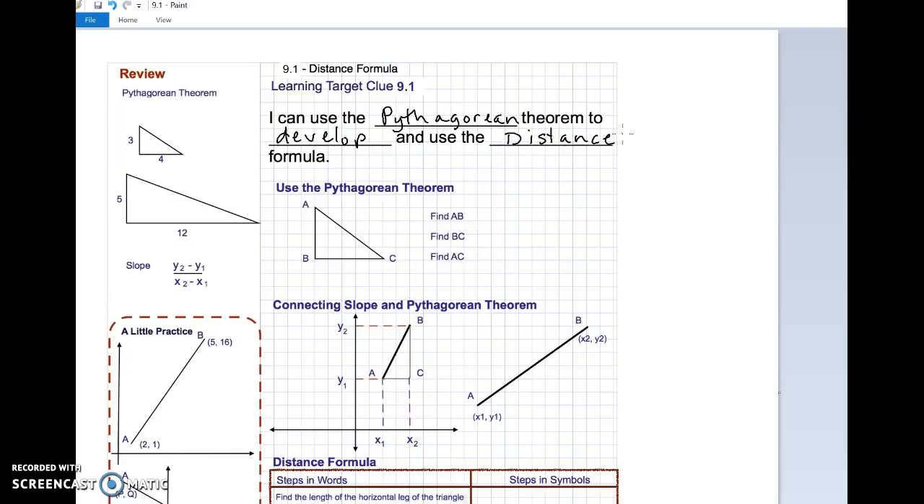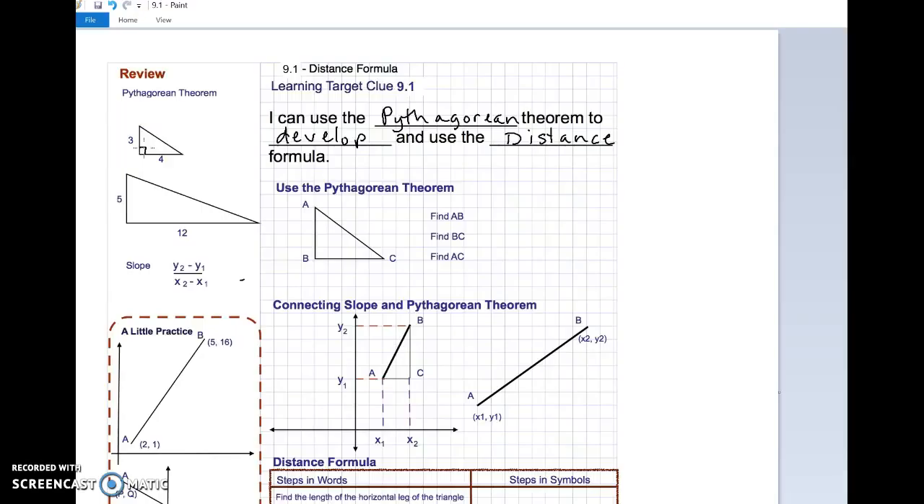Now, before we go any further, let's do a quick review of the Pythagorean theorem. This is something that you should have learned back in maybe 7th grade or so, but sometimes we need a little refresher. So, take a look over at my review section, and you've got a right triangle, and that's what the Pythagorean theorem is used for. It's used with right triangles. There's this cool thing about right triangles. Remember, a right triangle has a right angle, and a right angle is 90 degrees.